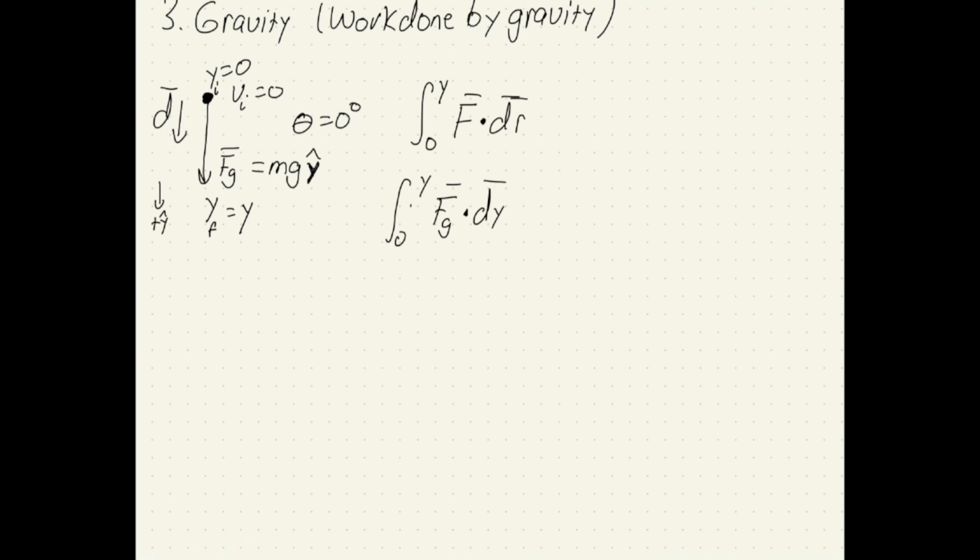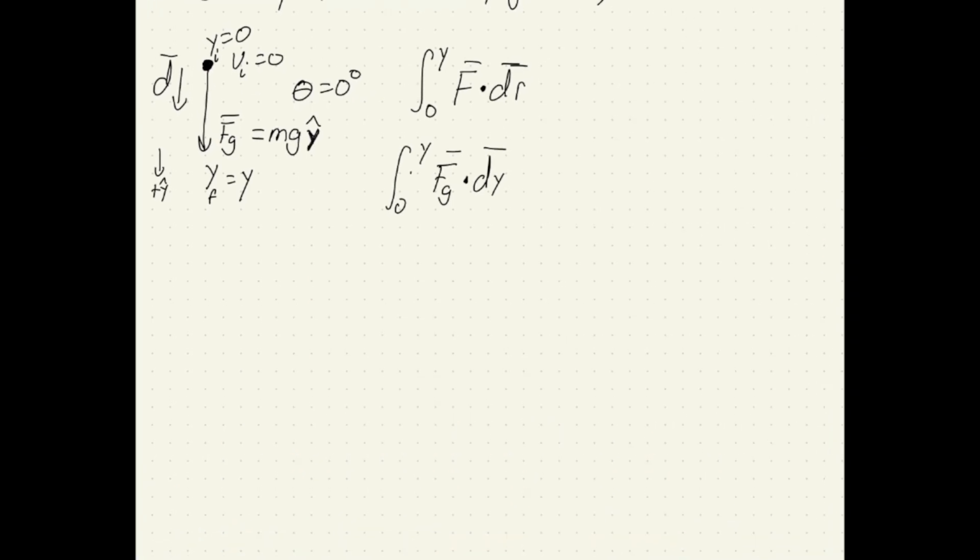Then, if I think about the vector force of gravity, that's going to be equal to 0 comma mg. And my dy vector is going to be equal to 0 comma dy. Oh, and I messed that up. There we go. All right, so force of gravity vector is 0 comma mg, not mg comma 0. Now, when I do this dot product, it says take 0 times 0 and take mg times dy.